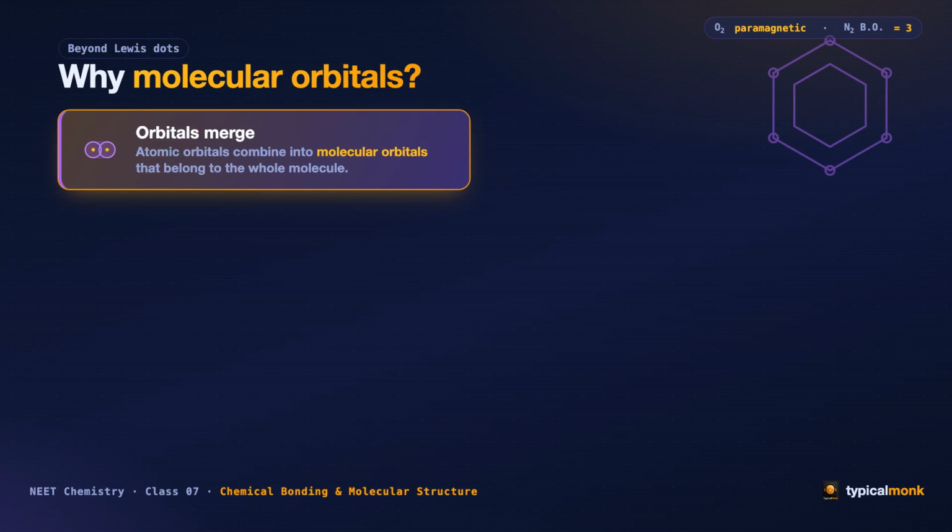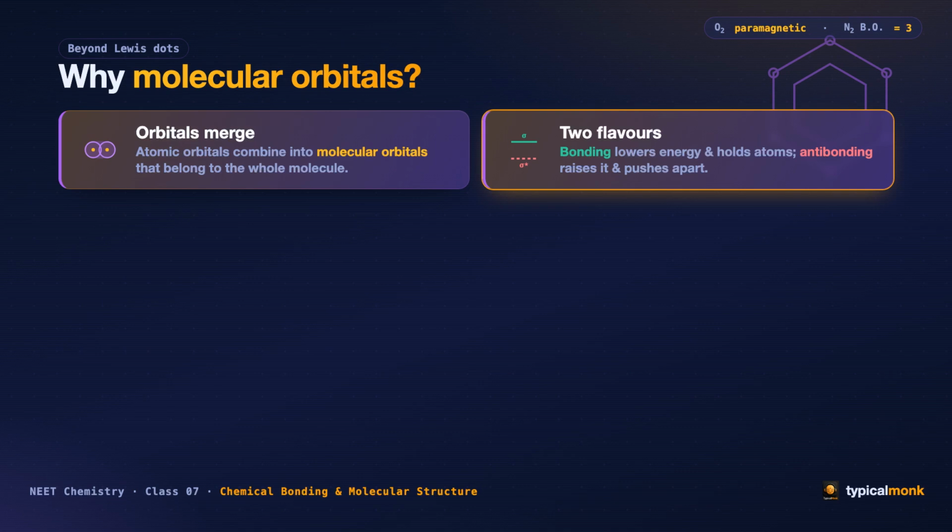In molecular orbital theory, the atomic orbitals of the two atoms do not just overlap in one spot, they merge and spread into new orbitals that belong to the entire molecule. These are the molecular orbitals, and the electrons now live in them, not on any single atom. And they come in two flavors. When orbitals add up in phase, they form a bonding orbital, lower in energy, which holds the atoms together. When they cancel out of phase, they form an antibonding orbital, higher in energy, marked with a star, which pushes the atoms apart. Every bond is a tug-of-war between these two.